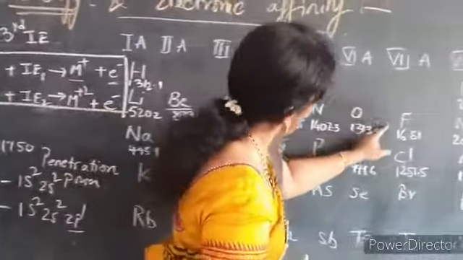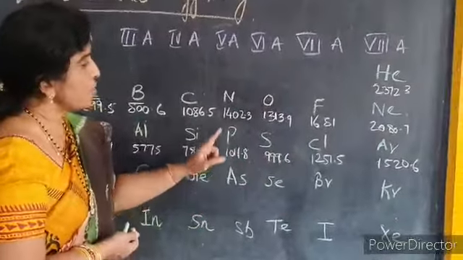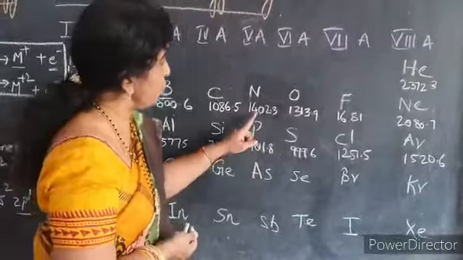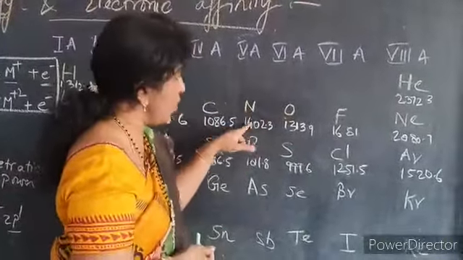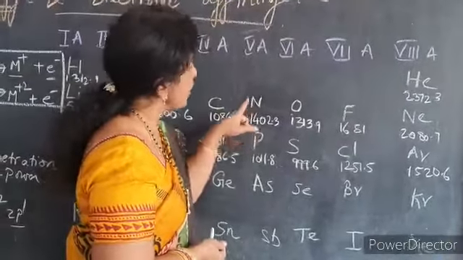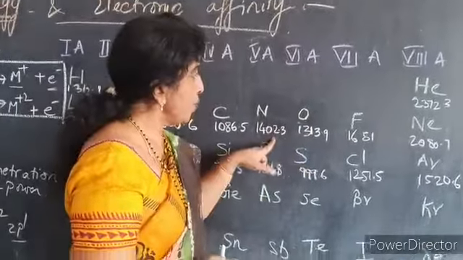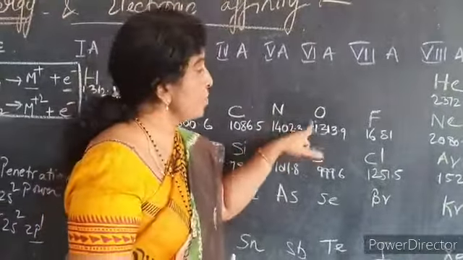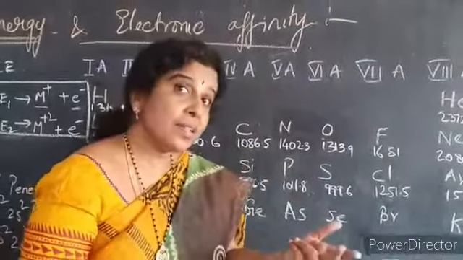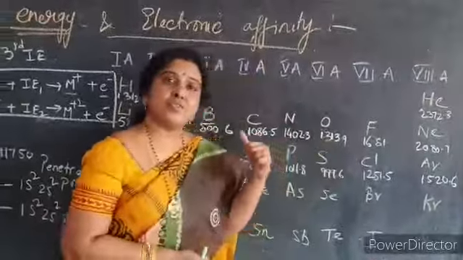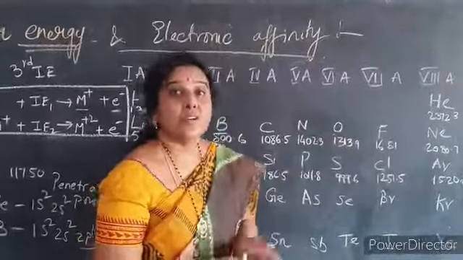Now you can even notice, compare the ionization energies of nitrogen and oxygen or phosphorus and sulfur here. Can you notice? Actually oxygen's ionization energy must be more than nitrogen, but it is not so. Here nitrogen has more ionization energy than oxygen. So 1402.3 is the ionization energy of nitrogen, whereas oxygen's is only 1313.9. What is the reason why the ionization energy of nitrogen is greater than oxygen? It is because of its stable configuration.